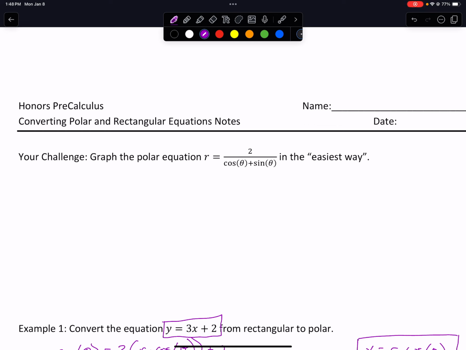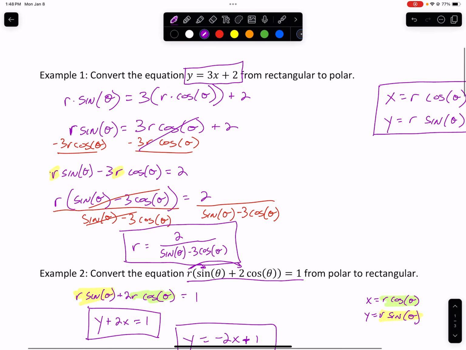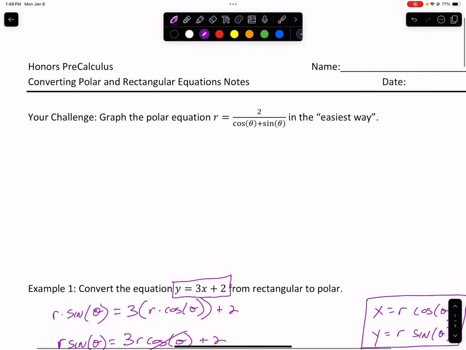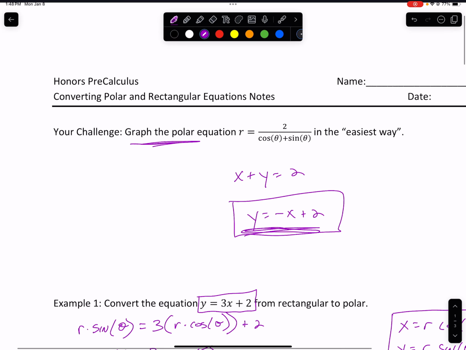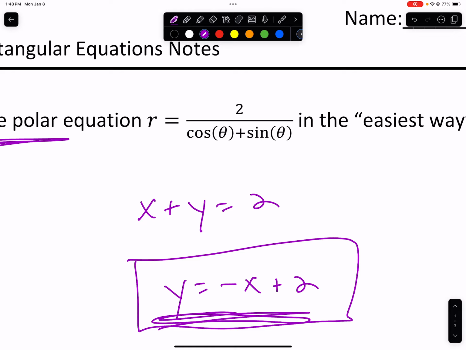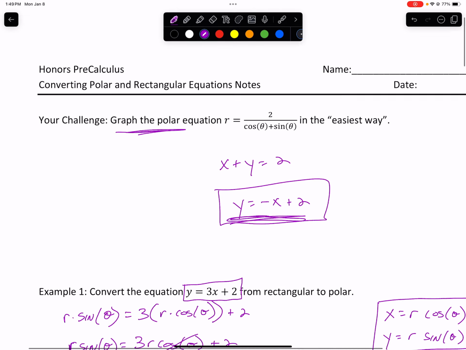All right, so anyway, pause the video and see if you can change that to rectangular. Okay, welcome back. So you should have gotten x plus y equals 2, or you could write it as y equals negative x plus 2. If you have questions, you could ask me in class. So now I could graph that much more easily. It's easy to graph that line, instead of trying to pick angles here, plugging them in or whatever.